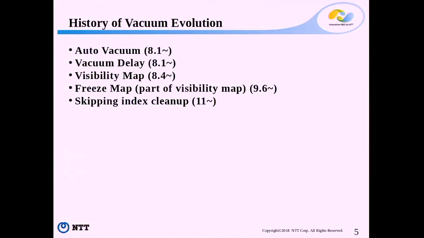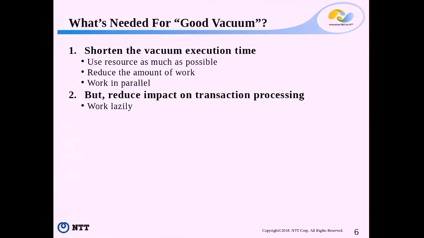But I think more improvements will be needed to satisfy more complicated and difficult system requirements. So what's needed for a good vacuum in general? I think there are two important points. One is that we need to shorten the vacuum execution time, but at the same time, we need to reduce the impact on transaction processing. To shorten the vacuum execution time, for example, we can use resources as much as possible, or we can reduce the amount of work, or we can work in parallel. And to reduce the impact on transaction processing, we can work lazily.